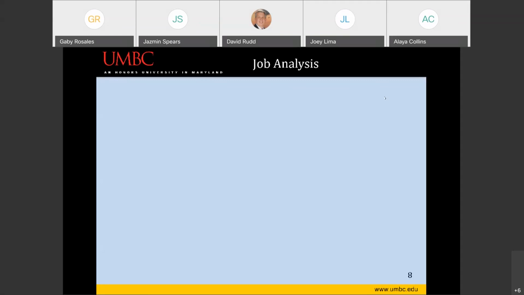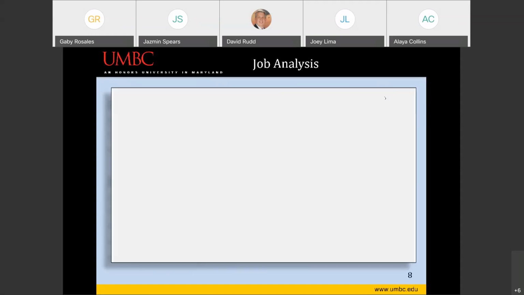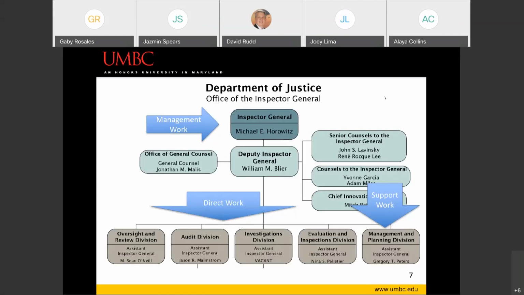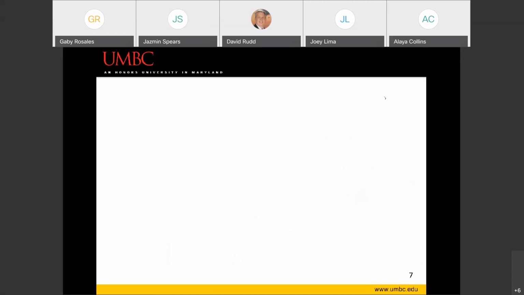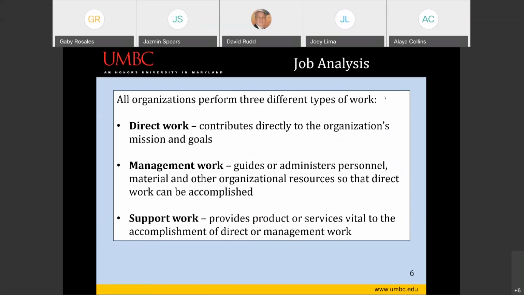Okay, so now let's take a closer look at job analysis. I'm not entirely sure what the difference is between management work and support work based on the definitions that are here. It kind of sounds like management is in and of itself supporting direct work.